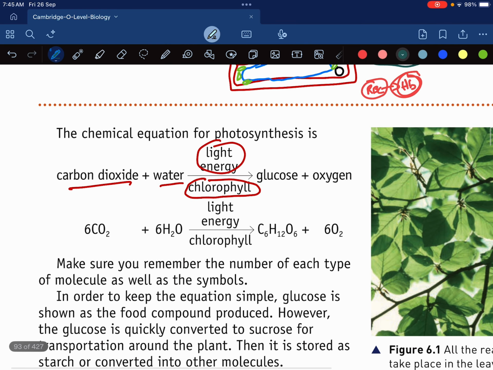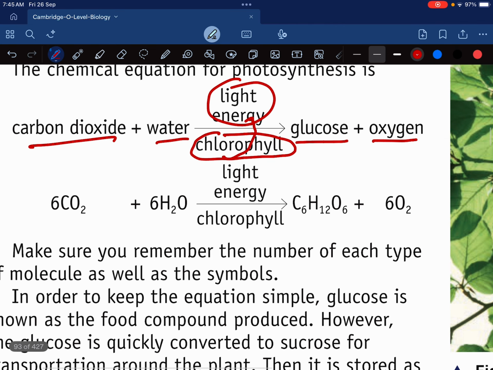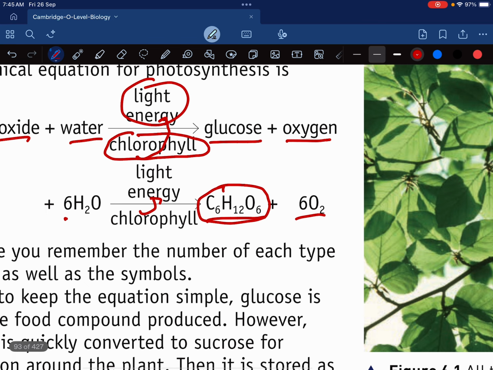Now, looking at photosynthesis, carbon dioxide plus water, with the help of chlorophyll absorbing the sunlight, gives us glucose plus oxygen. And here's the formula: 6CO2 plus 6H2O, with the help of chlorophyll using this light energy, gives us C6H12O6 plus 6O2. This C6H12O6 glucose molecule can be used for multiple functions. I already described this before. This oxygen is released into the air, and hence can be used by us human beings for respiration.